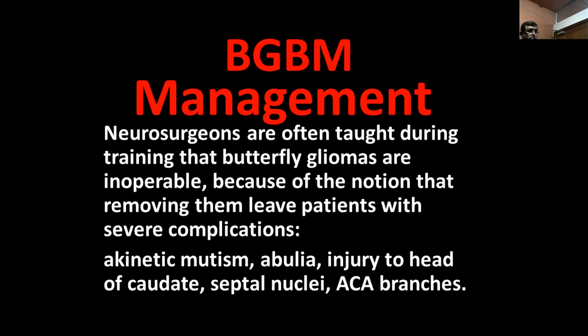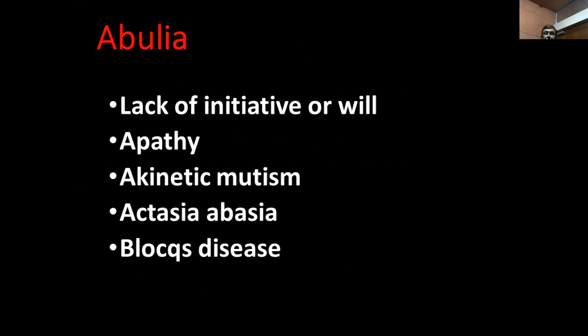Akinetic mutism, abulia, injury to the head of caudate, injury to the septal nuclei, or injury to the anterior cerebral artery. So what is abulia? It is lack of initiation or will. It's complete apathy. It's called akinetic mutism. Also, it is called ectasia, abasia. Psychologists know very much about this. I don't know whether Dr. Rahan people are here. No.